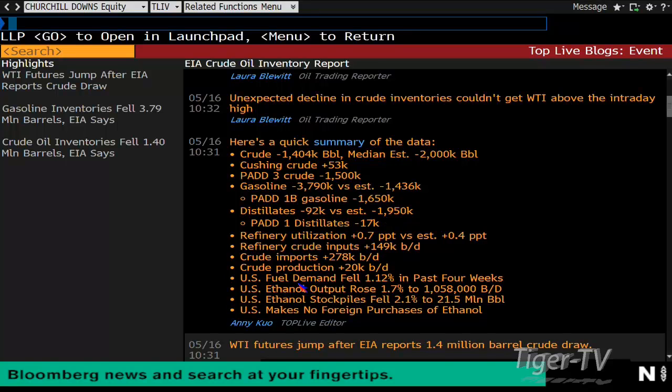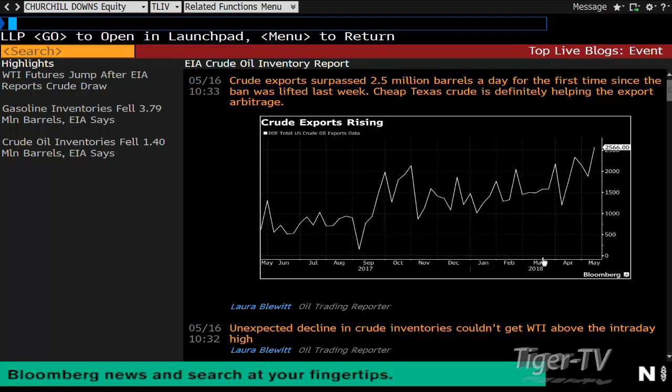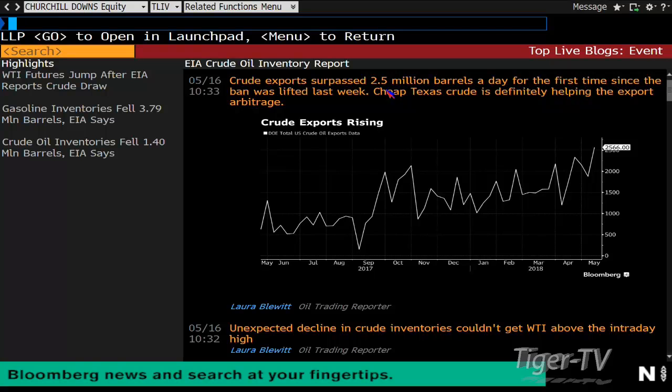Yeah, so they talk about demand, always interesting. Fuel demand falling 1.1% in the past 4 weeks. Ethanol stockpiles falling, ethanol output rising. And to jump back one more time, so look at that. Crude exports rising, quite a graph in terms of our exports, surpassing 2.5 million barrels a day for the first time since the ban was lifted last week. Cheap Texas crude is definitely helping. Cheap Texas crude, yeah, compared to Brent.